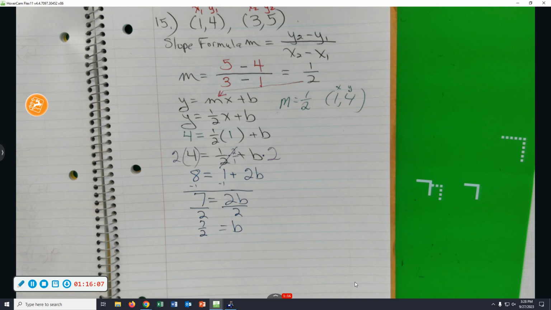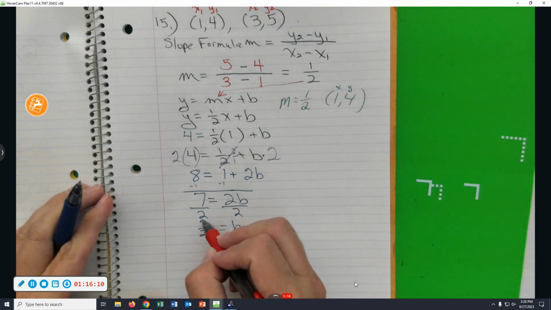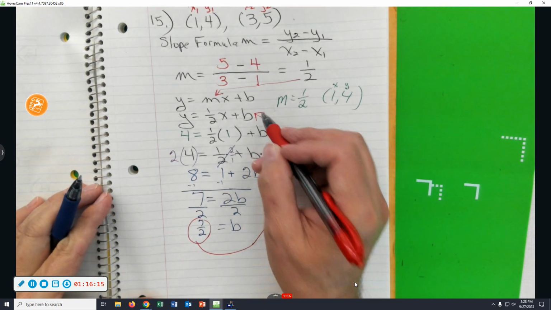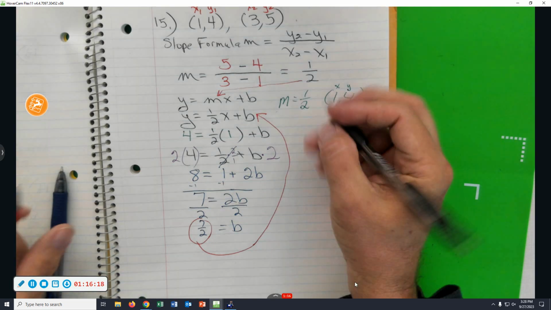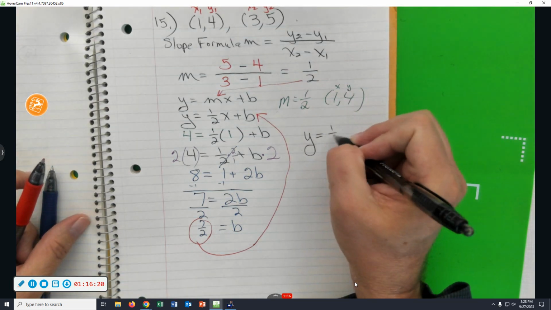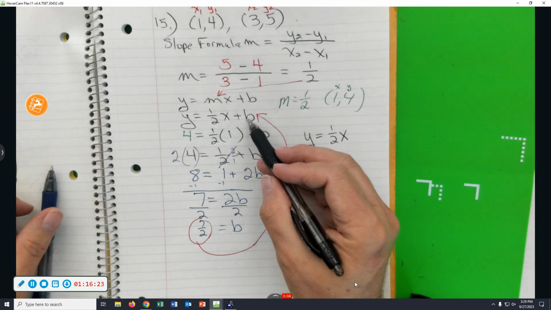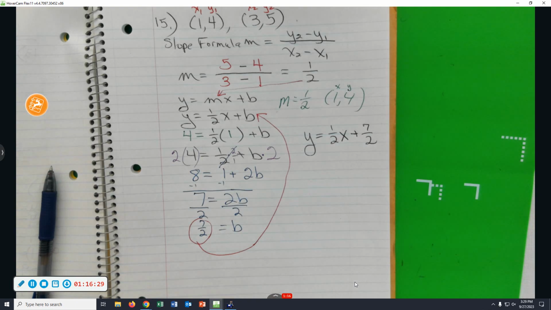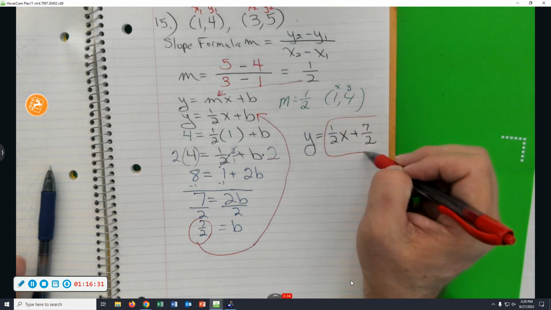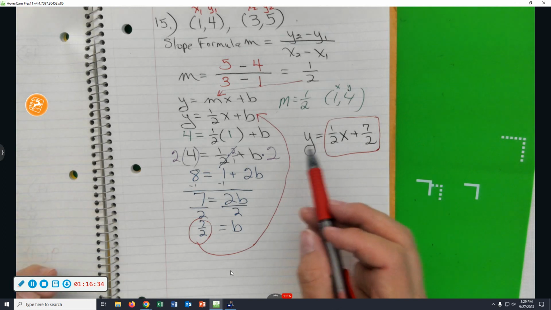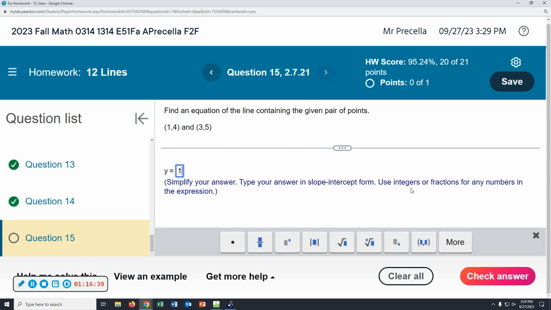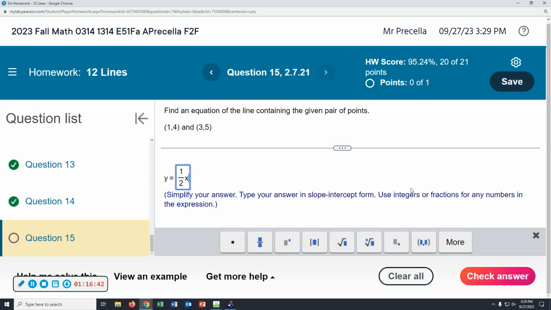What are we going to type in as our answer? You take that 7 over 2, you come back over here, replace the b, so we have y equals 1/2 x, and in place of plus b, we write plus 7 over 2. My lab's already given you the y equals. All you have to do is fill in the 1/2 x plus 7 over 2.